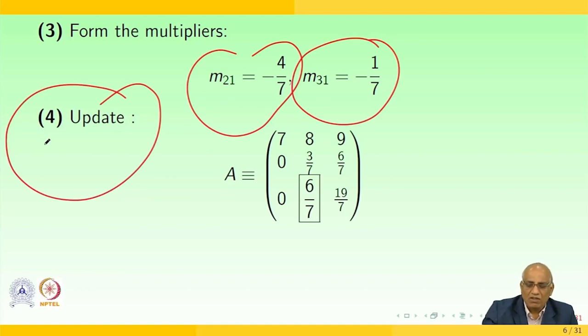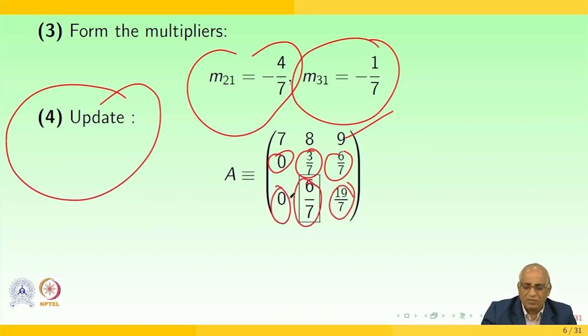So you will have the row as it is, and anyway this has become 0. So when it has become 0, this also changes. Similarly, when it is changed to 0, this is changed. And this is the matrix A1 after first step.